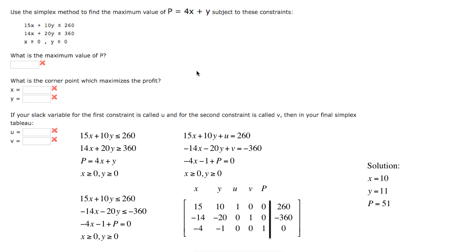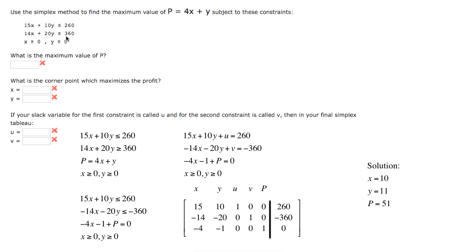Let's come back to the original question and check out the solution that we just found with the simplex method. What we found was x equals 10, y equals 11, p equals 51. If you plug in x equals 10 and y equals 11, 15x and 10y is 150 plus 110, which is 260. So this constraint is satisfied. And the second inequality, 14x plus 20y, if x is 10 and y is 11, would be 140 plus 220, which is 360. So the second constraint is satisfied.